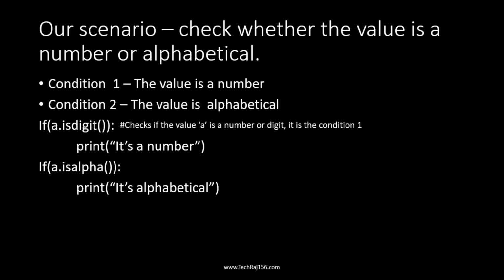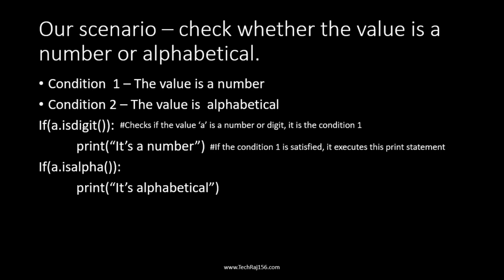And the first line actually checks if the value a is a number or digit, and this first if statement is the condition 1. I've explained this earlier. The second line, which is the print statement, executes only if the condition 1 is satisfied. If the condition 1 is satisfied, it executes this print statement.